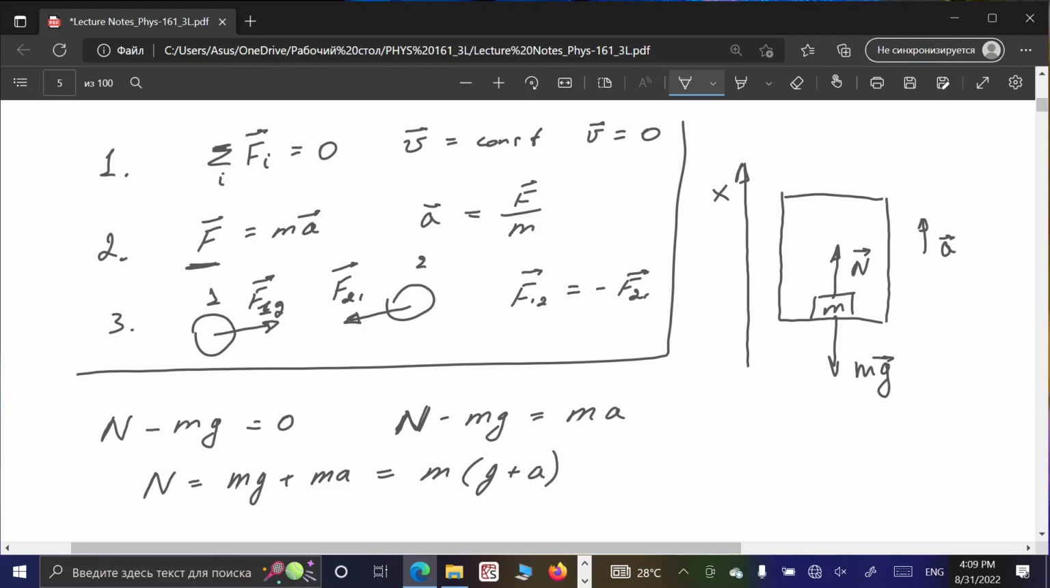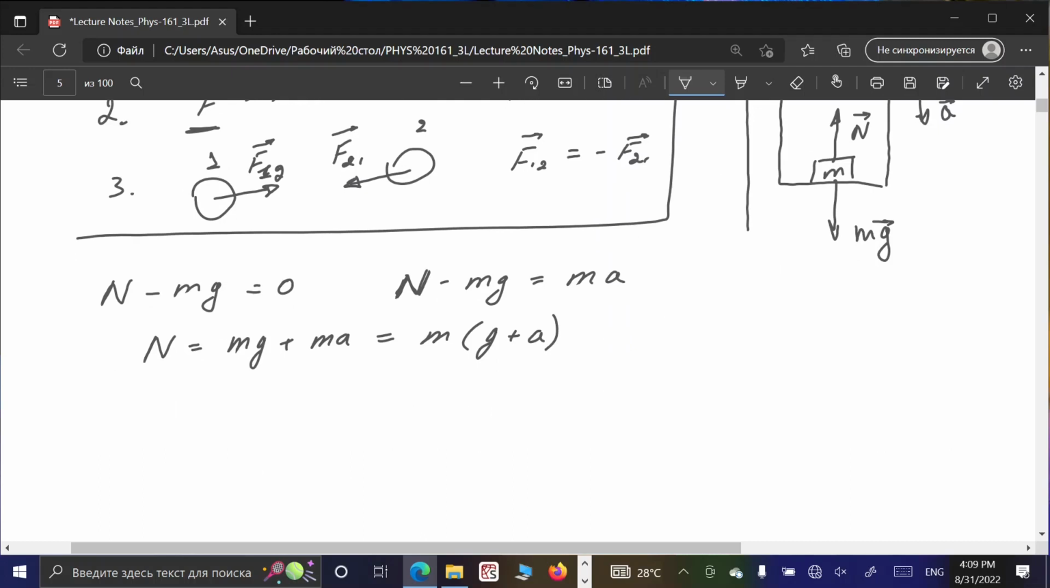So obviously there is another option, and that will be when acceleration is pointed downwards. So we can write that N minus mg will be equal to minus m times a. And from here, we can write that N, the new reaction, which will be established under this condition, will be equal to mg minus ma, m times (g minus a).